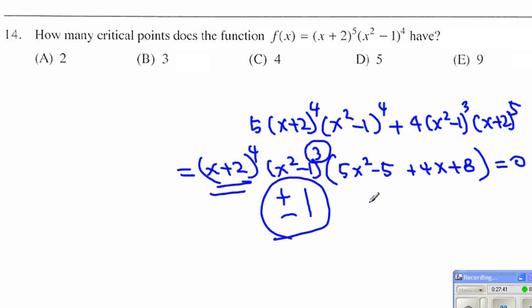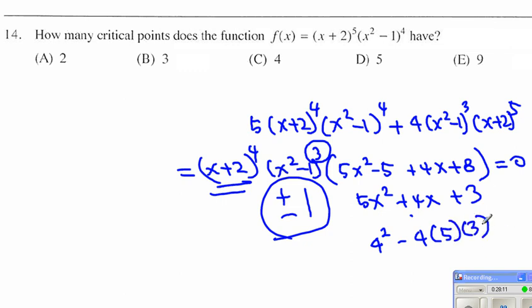And also, if you simplify this one, we will have 5x squared plus 4x plus 3. Now, just to check what kind of roots this will have, we could have a maximum of 2, but let's just use the discriminant to check. Discriminant is b squared, which is 4 squared, minus 4 times a, which is 5, times c, which is 3. But you will realize that this is easily less than 0. That means there is no value here that makes this one equal to 0. So our answer will be simply 2.